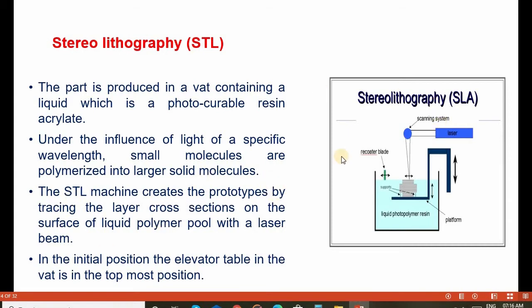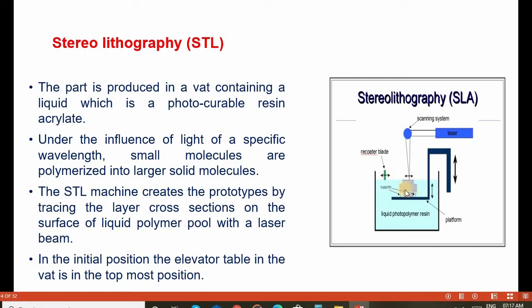This figure shows the working of stereolithography. Here the laser beam is emitted and passes through the scanning system. The scanning system directs the laser beam onto the polymer molecules. The polymerized molecules are converted into large solid molecules. The liquid is converted into solid by using the stereolithography technique. So the beam passes through the scanning system and then onto the product.